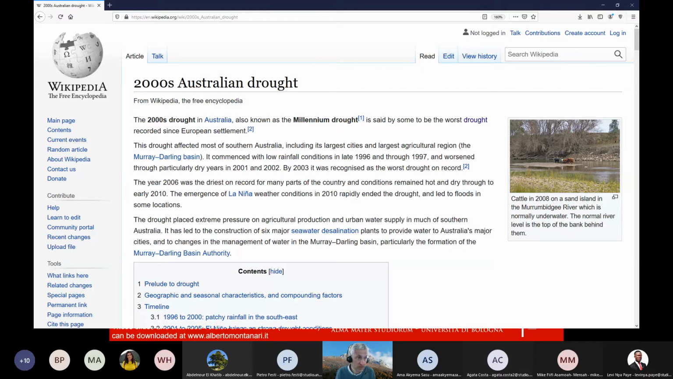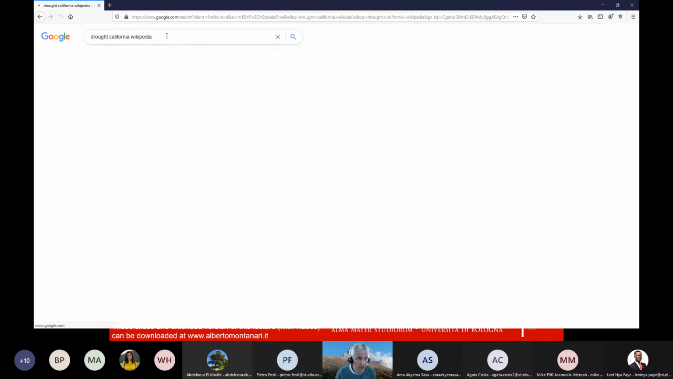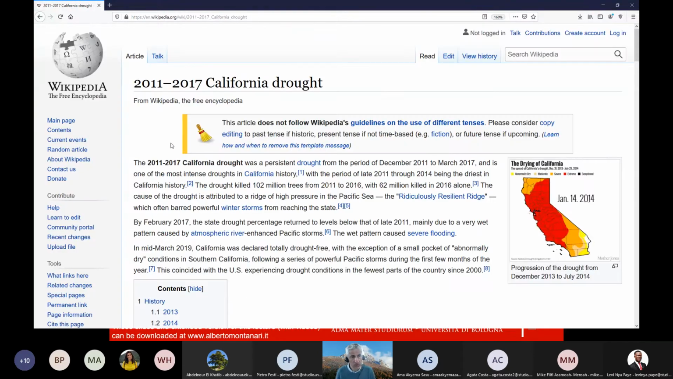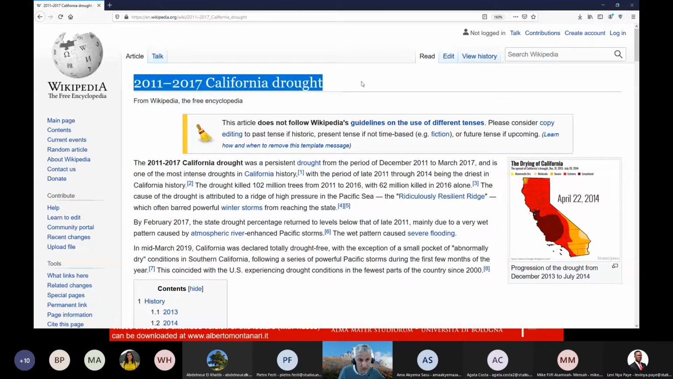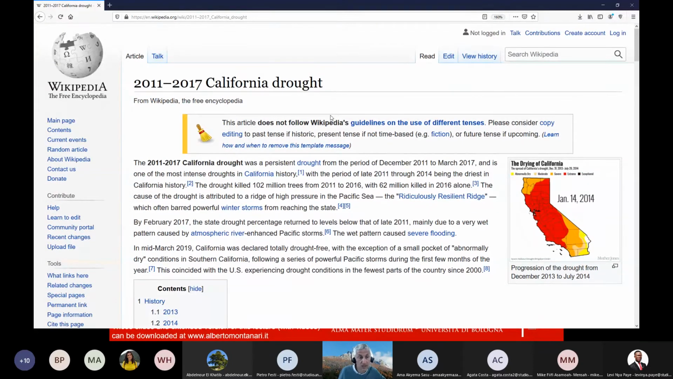Another example, let's go back to Google because it's interesting. Drought, California, Wikipedia. A similar issue. The droughts in California. California is known to be subjected to droughts, but from 2011 to 2017, they experienced a dramatic drought. And again, the connection with climate change is not clear. What is clear is that this is something that happened in the past.